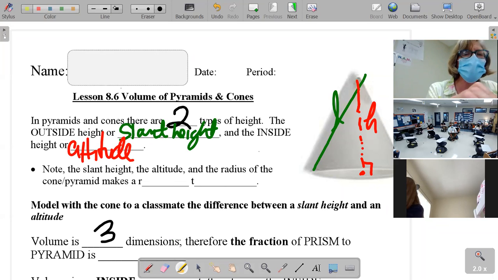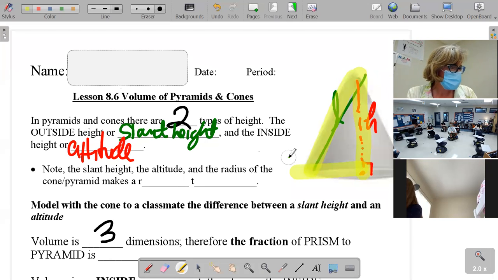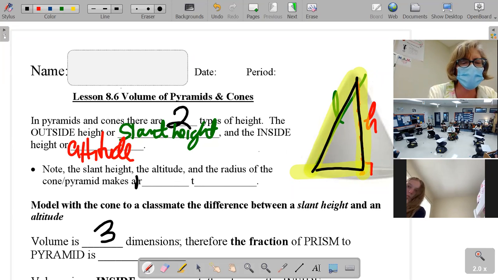Now, with your finger, please, I'd like you to do this with me. Go up the slant height, down the true height, cross in the radius. Denise, what's going on there? What do we got rocking there? Right triangle.